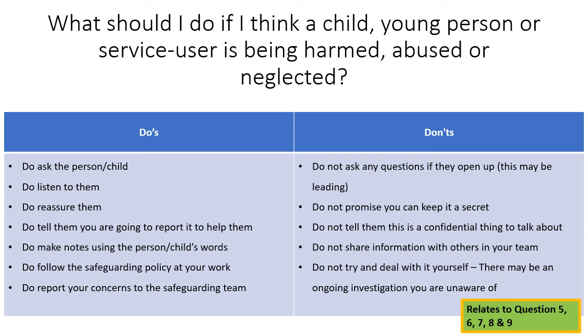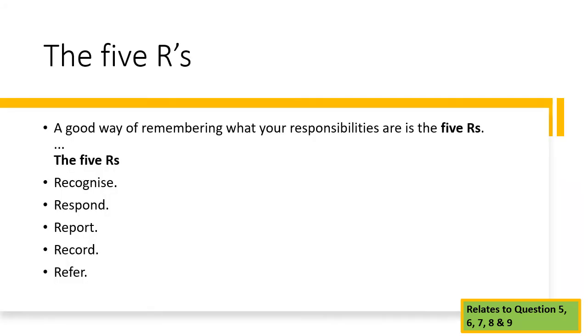And it's really important that you look at the don'ts. So don't ask any questions if they're open, this may be leading. You need to listen and just find out what they're saying. Don't promise you can keep it a secret. This could be another form of abuse as well, because if you tell them you're not going to tell anyone, you're going to have to tell someone. If you want to protect this person, this child, this adult, it's important that you don't promise.